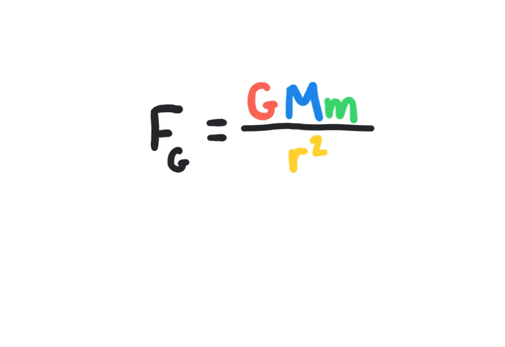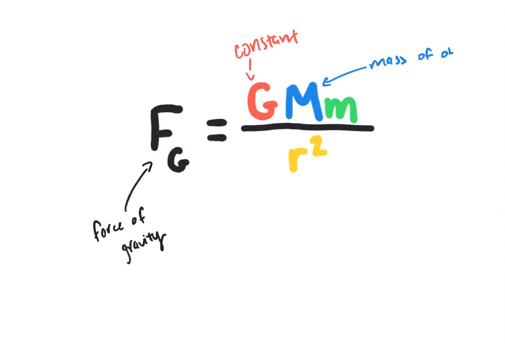The force of gravity here is equal to some constant G times the mass of one object. So this is going to be that mass of object 1. Now, conventionally, the capital M refers to the heavier mass. So if we're talking about the gravitational force between you and the Earth, this will be the Earth. And little m, object 2, is going to be your mass. So that'll be the mass of the smaller object.